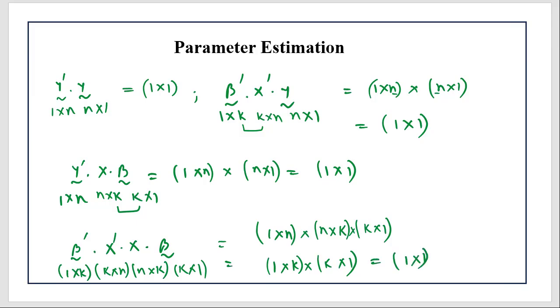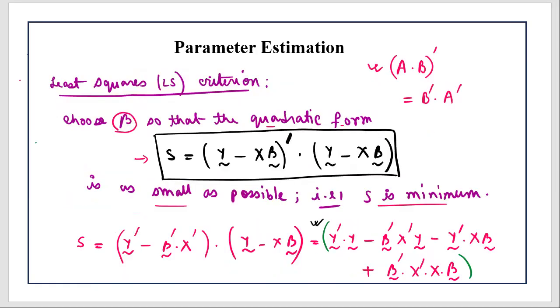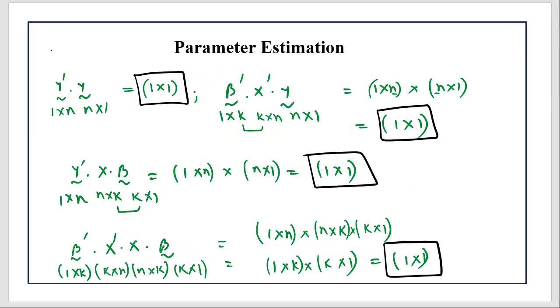So what you see here is that the main motive of doing all these things is that all the four terms that we have got in the product form are scalar terms, right? If you take the product of these two things, you will get four individual components: the first, second, third, and fourth component. All four terms are 1 cross 1, meaning only one row and one column, only one component. It's a number.